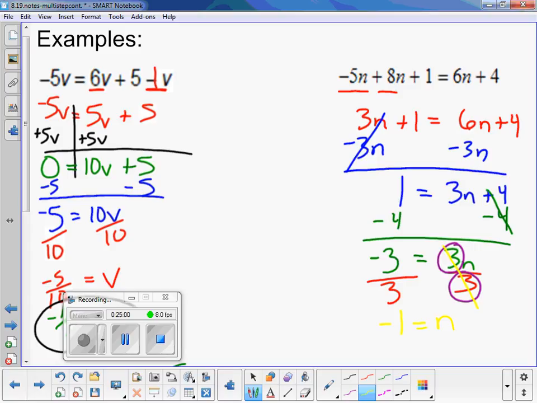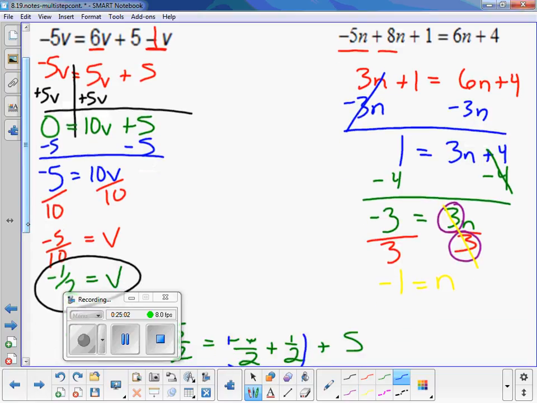So I'm going to check it. Thankfully, this one should be a lot nicer than the last problem. So let's plug in. Everywhere I see an n, I put a negative 1.